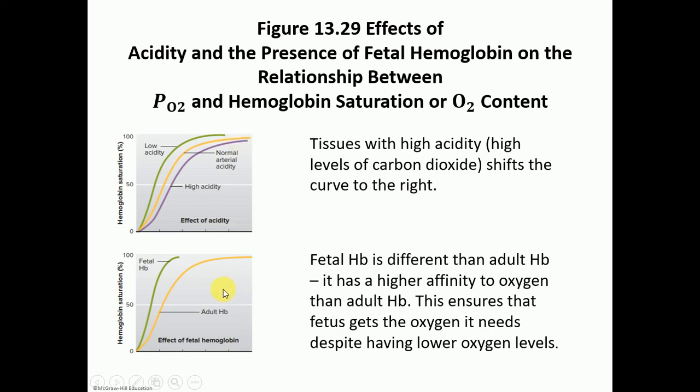And now a little bit on the comparison between an adult hemoglobin in the mom and a fetal hemoglobin. So how is it that the baby makes sure that it always gets oxygen even if the mom doesn't have enough? That is because fetal hemoglobin has a higher affinity to oxygen than an adult hemoglobin does. So that ensures that the fetus is always going to get the oxygen it needs despite the mom having lower oxygen levels.